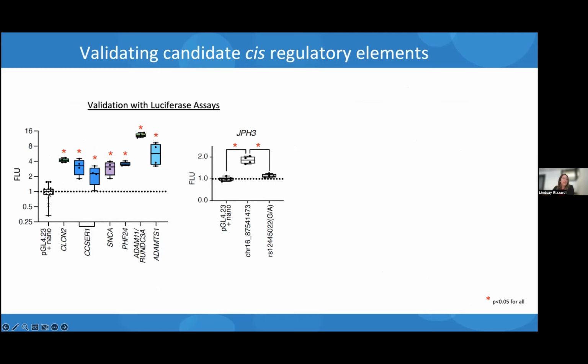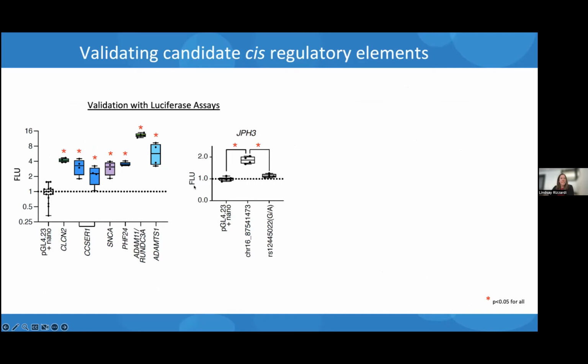So what we're looking at is the luciferase activity compared to the empty vector control. And you can see that these regions all stimulated activity here. And several of these, of course, SNCA here, PHF24, ADAM11, ADAMTS1 are all linked to Alzheimer's disease.